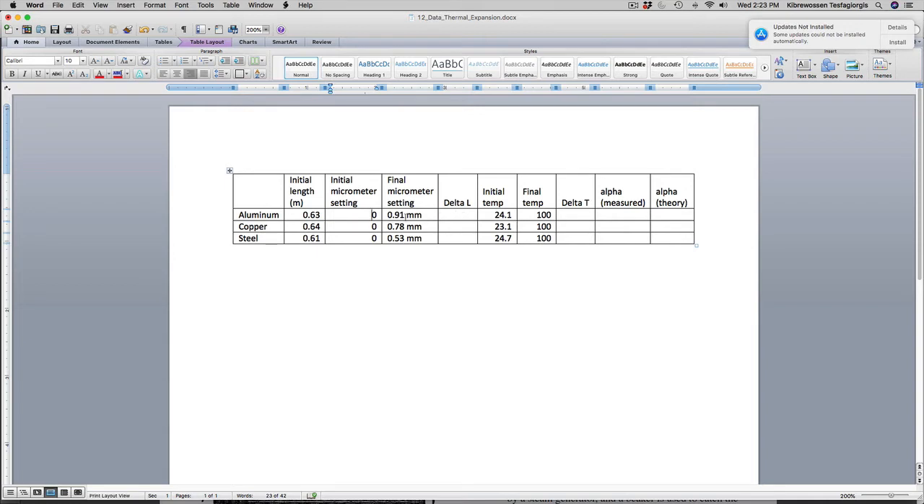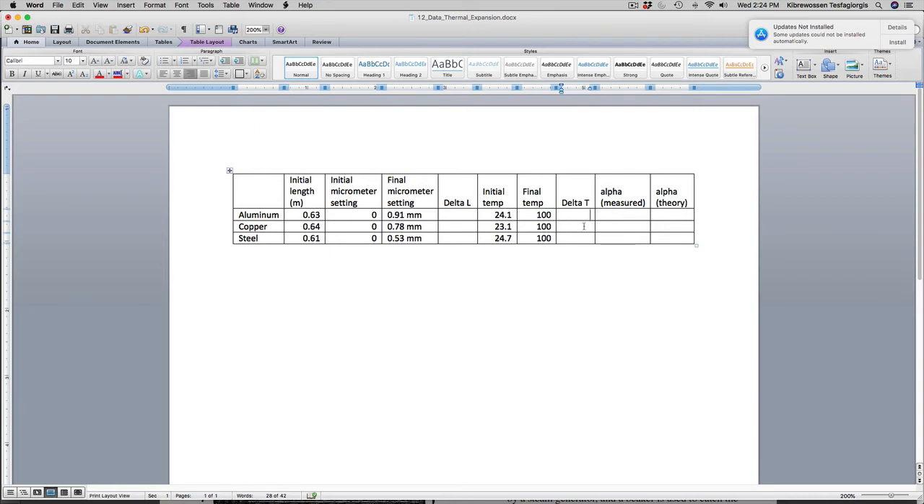So for instance, in this particular case, it's going to be 0.91 millimeter minus 0. Then the initial temperature of the metal is given, and its final temperature is given as 100. Then you can find delta T, that means the change in temperature of the metal, by using 100 minus 24.1. Then that is your delta T, and then you will be using alpha.